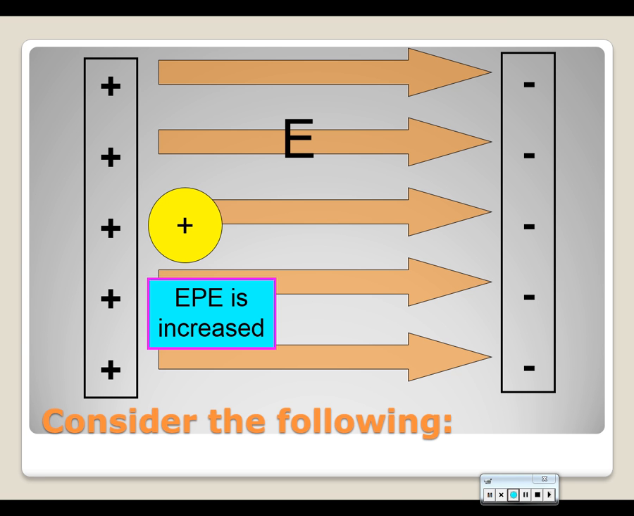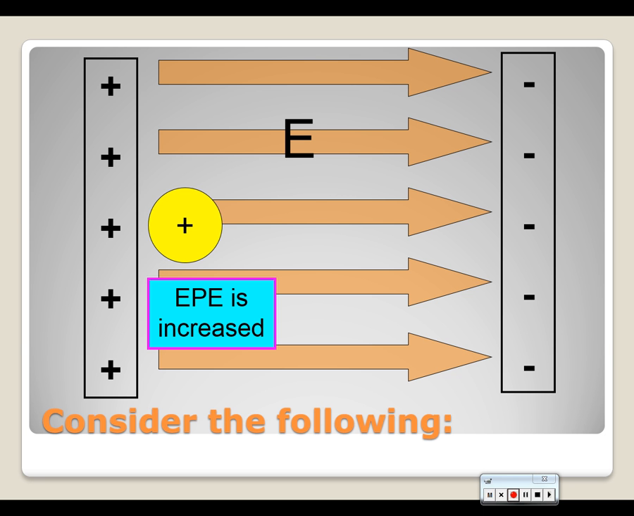So we can move positives closer to other positives. We can move positives farther away from negatives. Right? Good there? Yes, no, maybe? All right. Let's talk about the third one in just a second. But let's talk about this situation.